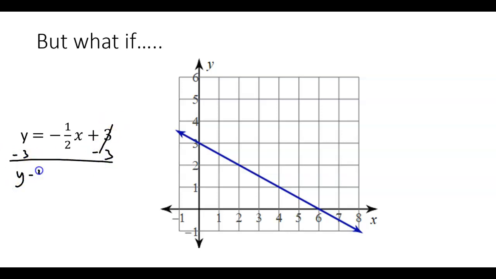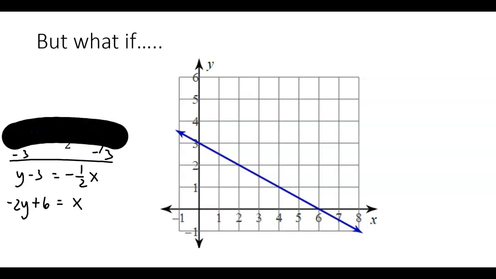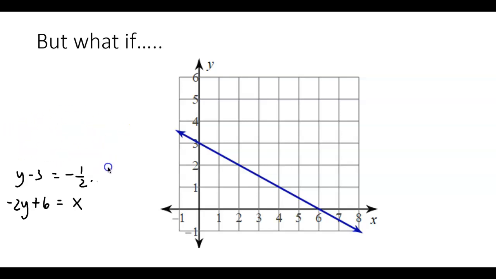So I'm going to start by subtracting 3. And then I'm going to multiply everything by -2. And I get that. So I've rewritten my equation now. It's really the same equation. I just rewrote it, so that instead of having the y by itself, I've got the x by itself. But now that means I've got x as being a function of y. So I'm going to call this new function here f of y.